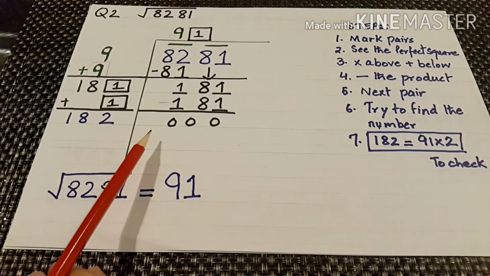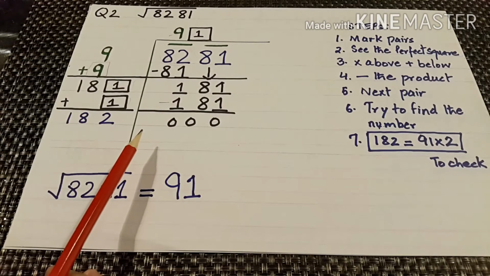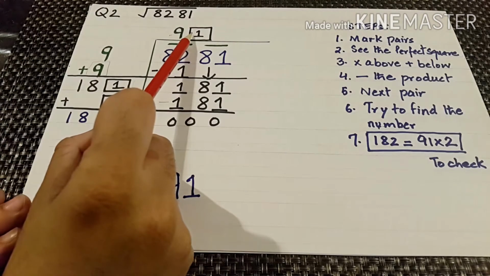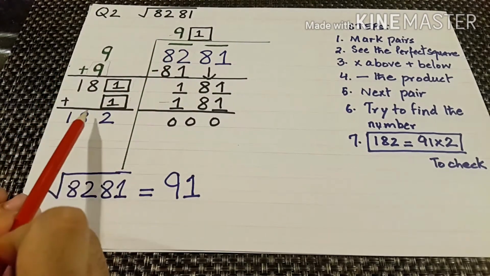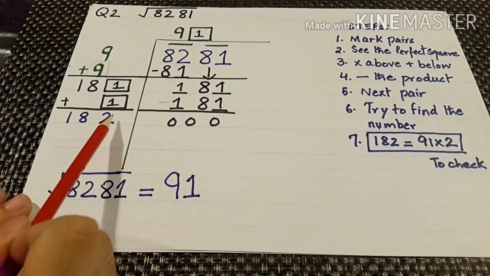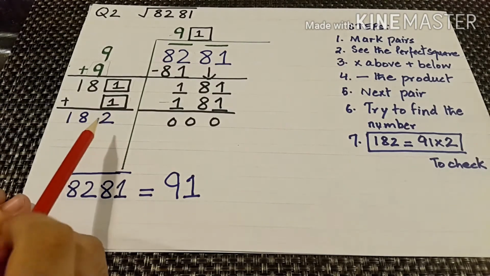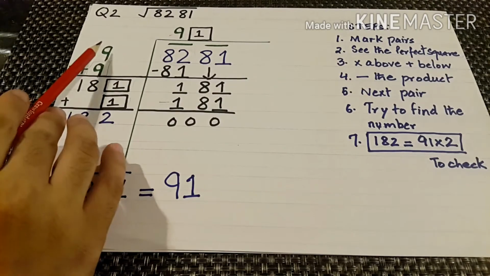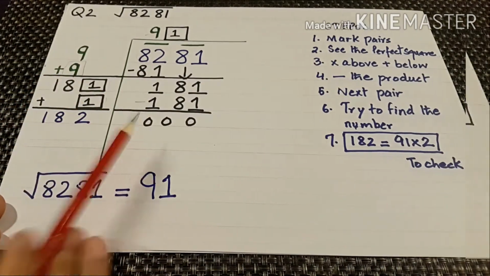Now to check that we have done the right calculations, the key point is that this number here is, when multiplied by 2, we get this number. So 91 multiplied by 2, we get 182. Therefore we have done right calculations.